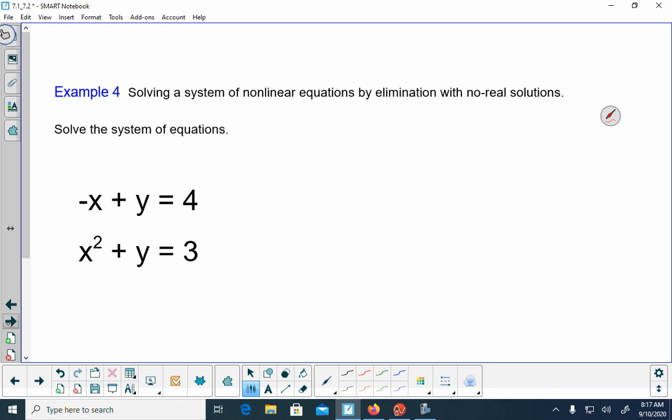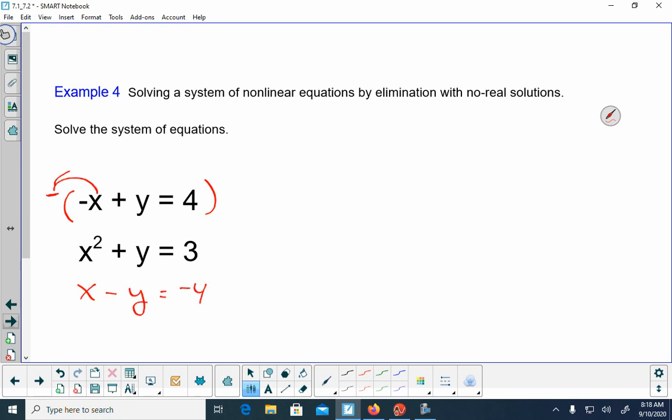Number 4, solve a system of nonlinear equations by elimination with no real solution. So I'm kind of telling you that you're not going to have real solutions. So this one, I could do elimination here, and the reason why I can do elimination here and not in the previous one is if I multiply this first equation by negative, that would be a positive x minus y is equal to negative 4.